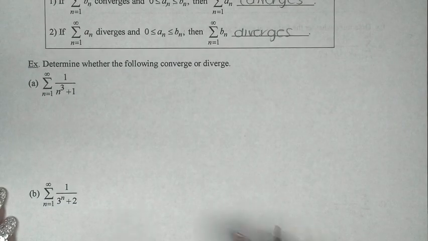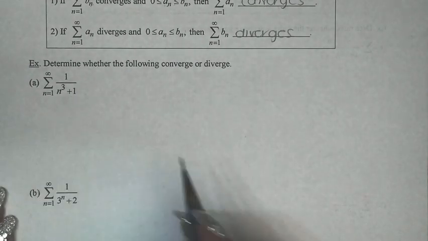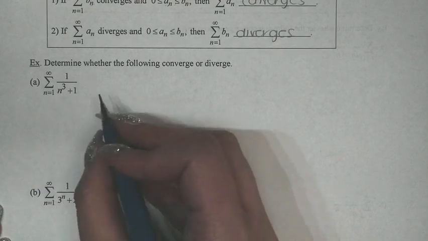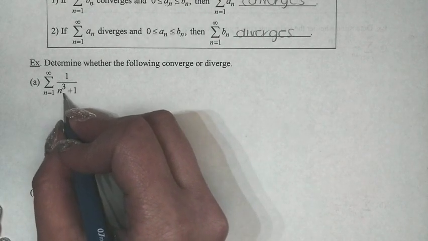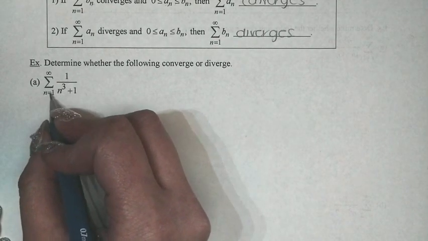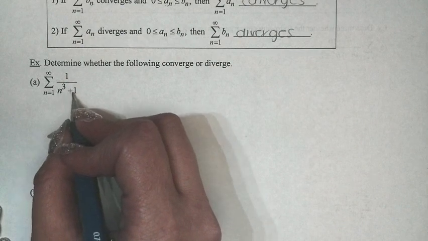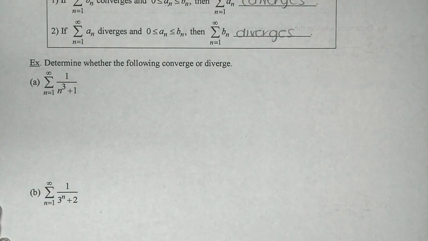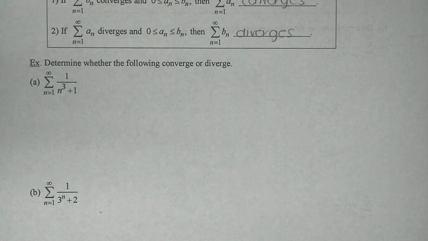Okay, so you can see that here you have the first example. It says determine whether the following series converges or diverges. Okay, so here we have the series from 1 to infinity of 1 over n cubed plus 1. Okay, so you're going to tell me how in the world I'm going to know what I need to compare it to. So here what you do is, it's not a p series, it's not a geometric series.